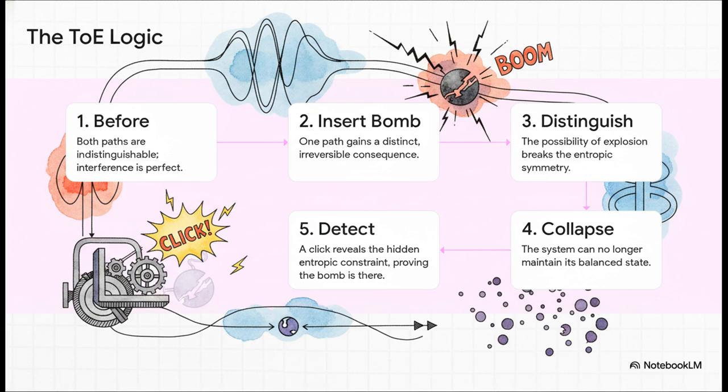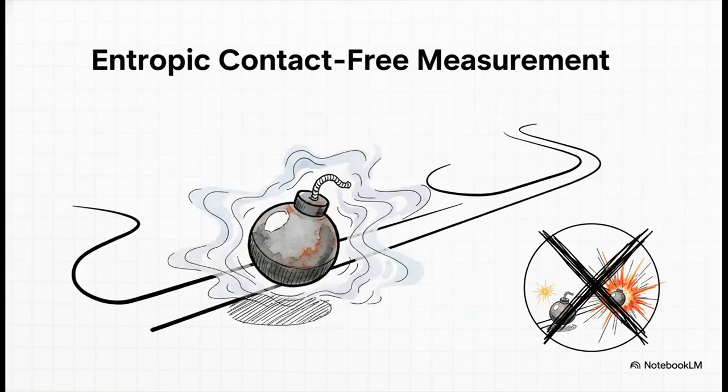And now for Step 5, the magic. A detector clicks in a place it was supposed to be dark. That click doesn't mean a photon hit the bomb. No, it's the system telling us that it felt a hidden entropic constraint, and that proves the bomb is there. So, with this new way of looking at it, the whole phenomenon gets a new name. It's not quantum interaction-free measurement anymore. It's entropic contact-free measurement. And that's the key takeaway, right? The contact wasn't energetic. It was entropic. The system felt the constraint that the bomb's existence placed upon it.